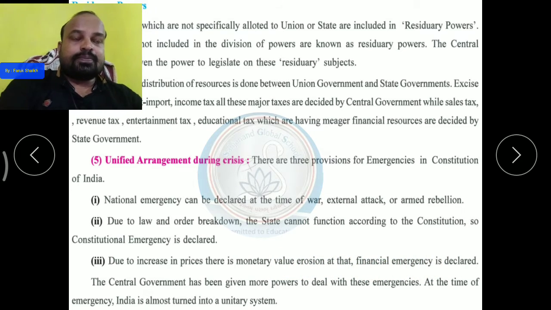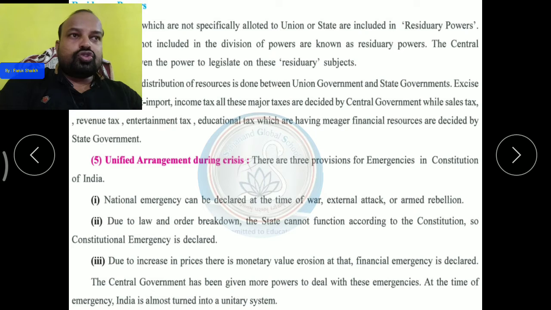Financial emergency means the government has no money, and there is also no money in the bank. It is called the financial emergency. During this time, the government cuts the salary of the employees, and those who are not necessary for the work, such as government jobs that are not necessary, will be dismissed from the job.